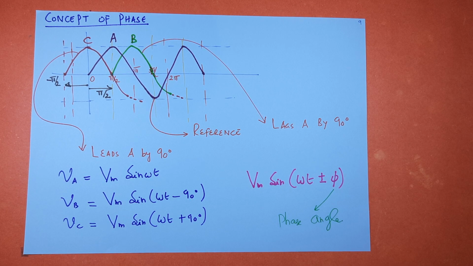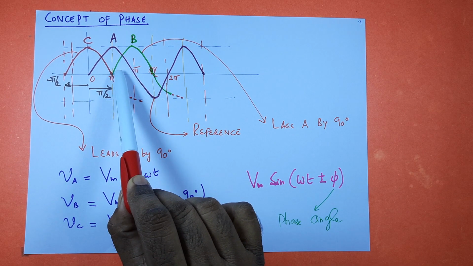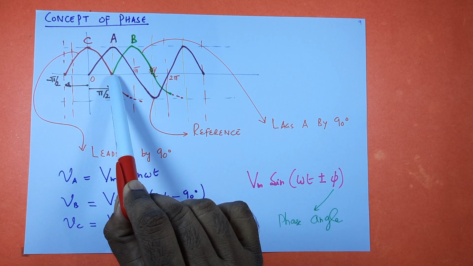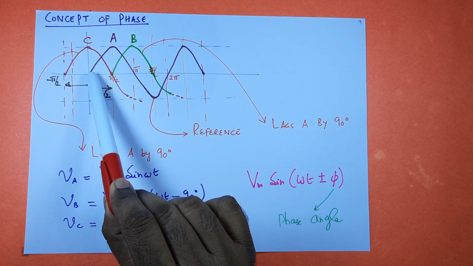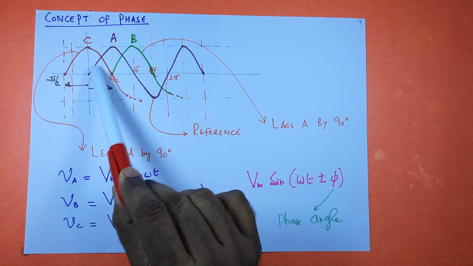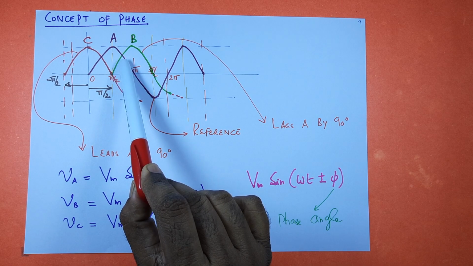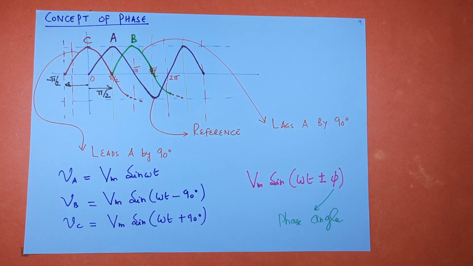Same thing here. Suppose you take B, right? B just starts after 90 degrees of starting of A. A started at point 0. When A has reached maximum, at that time only B is just going to start. So what we can say is the waveform B lags the waveform A by an angle of 90 degrees or pi by 2 radians.